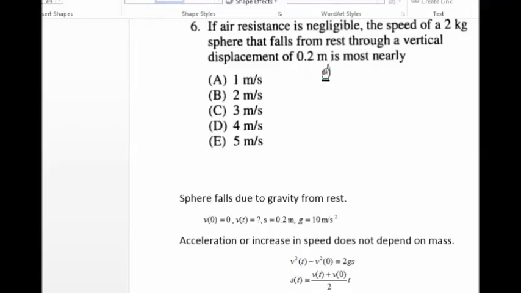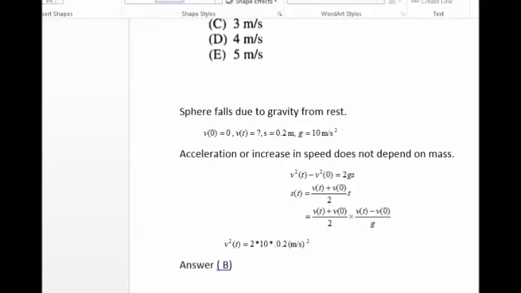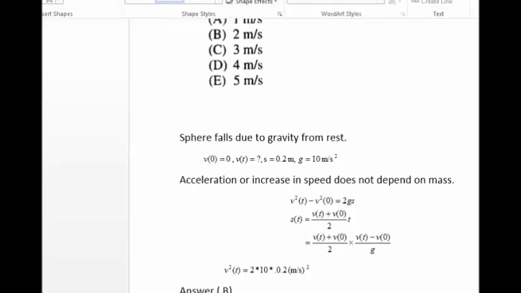Now what is the speed that the sphere will have after traveling 0.2 meters? So we could use this equation, v squared minus v0 squared, where v0 is 0 as it started from rest. So now we need the velocity when it falls through a displacement of 0.2 meters. Once you substitute the values, it is some simple numerical calculation. So we'll get the answer as B, that is, the speed is 2 meter per second.